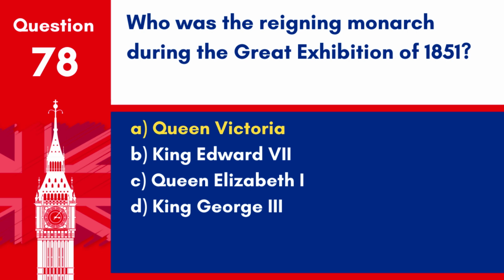Answer: A. Queen Victoria. Queen Victoria was the reigning monarch during the Great Exhibition of 1851, which was held in the Crystal Palace in London and showcased the heights of the Industrial Revolution.